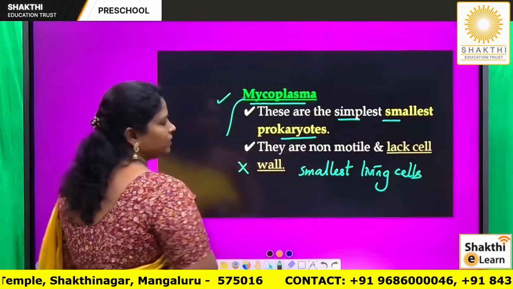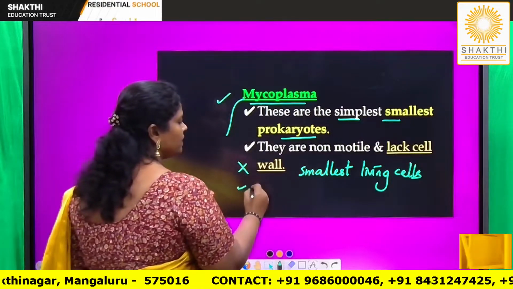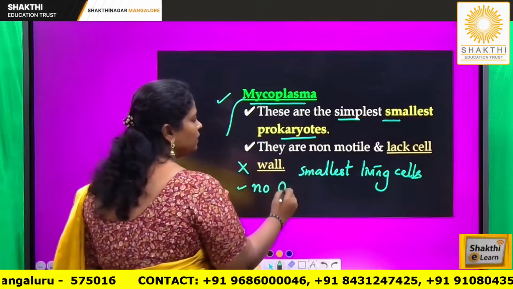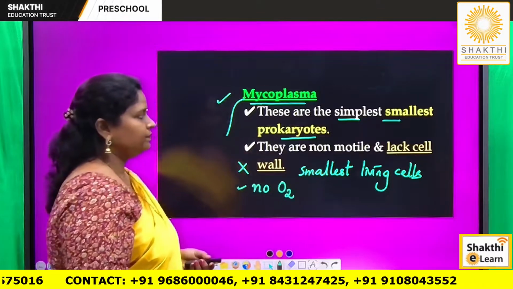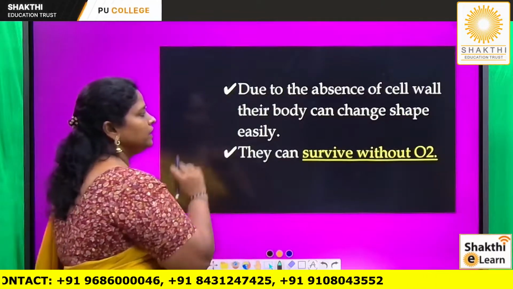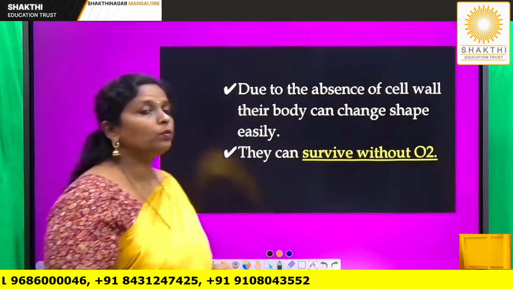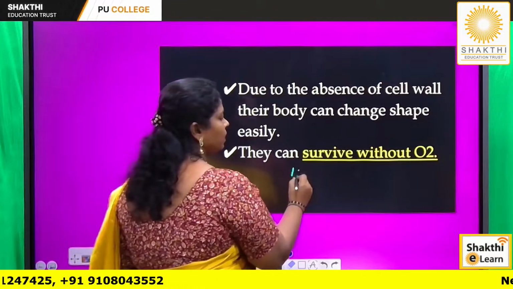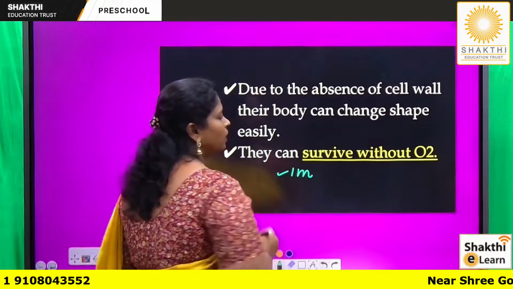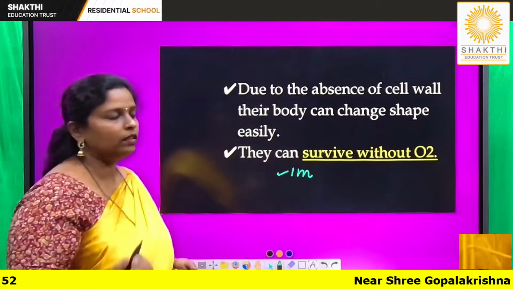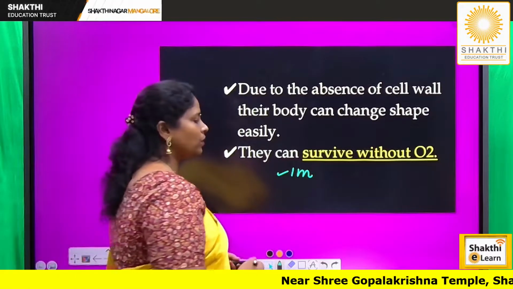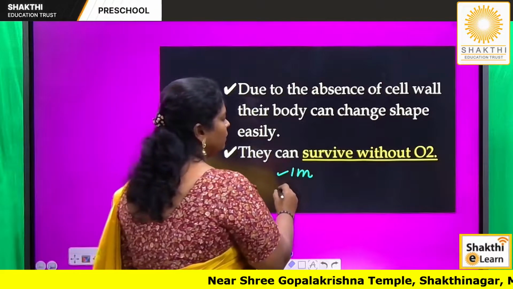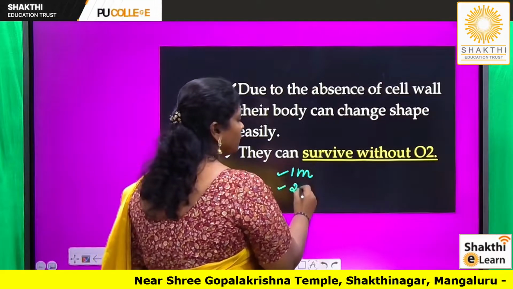So, 2 important features. One is they don't have a cell wall. One more unique feature is they can survive even without oxygen. So these are the 2 important features of a group called mycoplasma. For your exam, you can expect a very important 1 mark question: name the smallest, simplest living cells, or name the smallest living prokaryotes, and write unique features of mycoplasma for 2 marks.